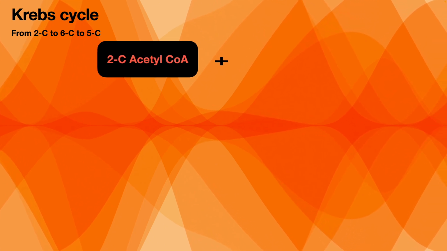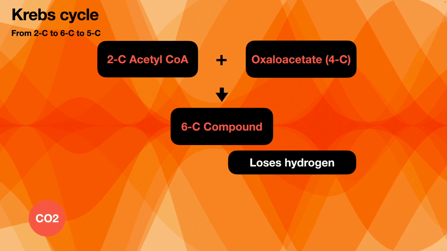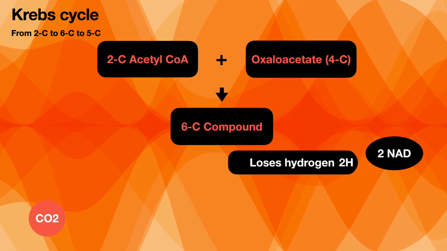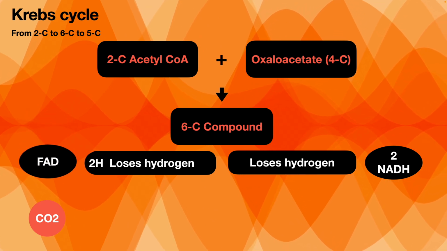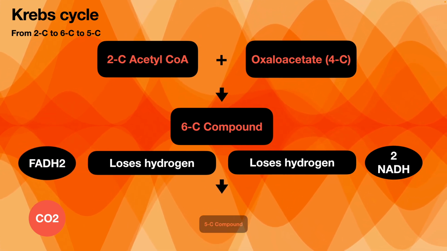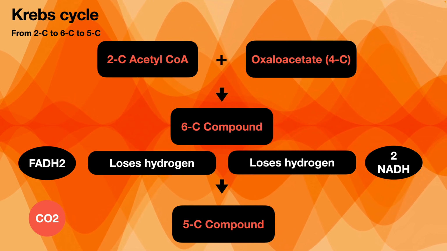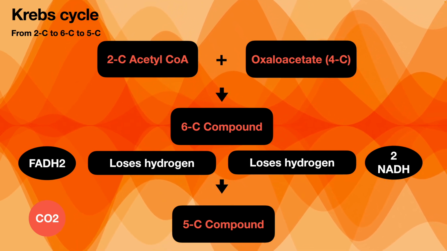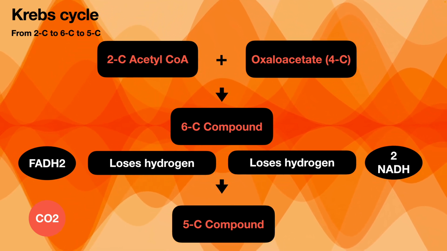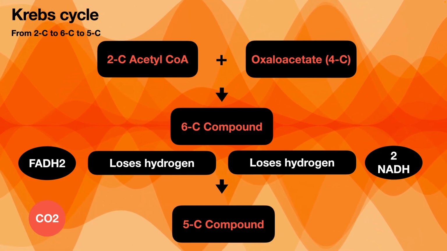Let us take a look. So the 2C acetyl-CoA binds with oxaloacetate, a 4C compound, to form a 6C compound. It then loses hydrogen to FAD and NAD respectively, forming FADH and NADH. Along the way, it also loses one molecule of carbon dioxide, which forms a 5-carbon compound.